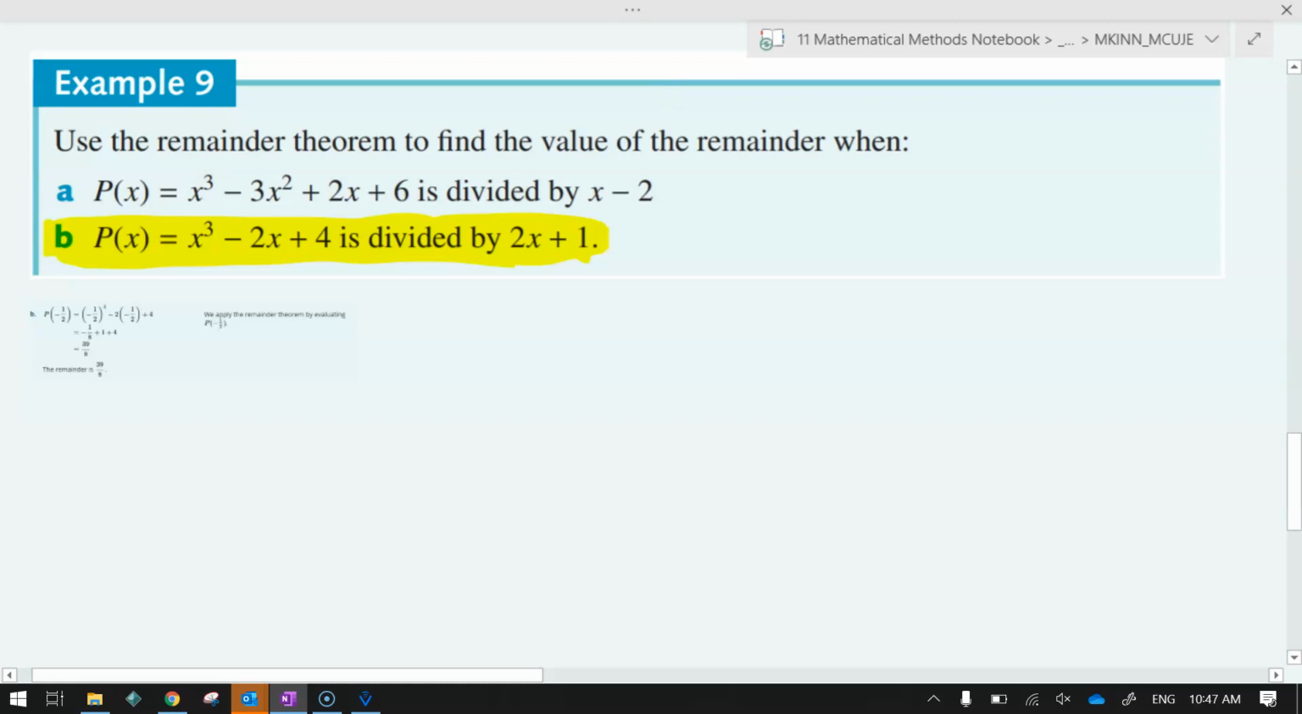Two more examples to do. We've still got a bit over 10 minutes, so we've got plenty of time. Have a go at question B there. X cubed minus 2x plus 4 is divided by 2x plus 1.